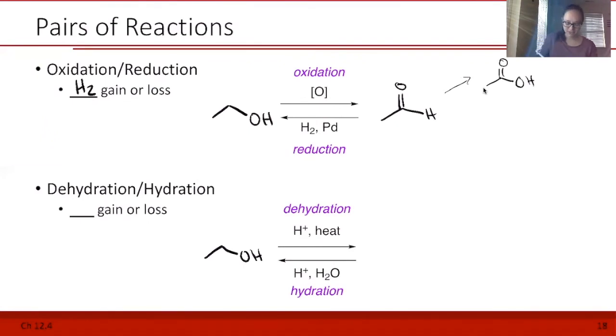Dehydration and hydration is the same type of thing, but instead we have water being gained or lost. We have ethanol. In a dehydration, you lose water. In a hydration, you add water back into that alkene, a cycle that you can, again, just keep doing over and over. So looking at these reactions as pairs is going to help you guys understand and remember these reactions better.